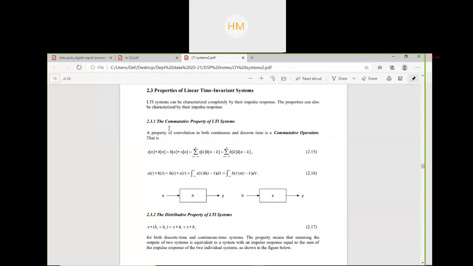First property is commutative property of LSI system. What do you see in mathematics? You have studied these properties, this laws, commutative law.